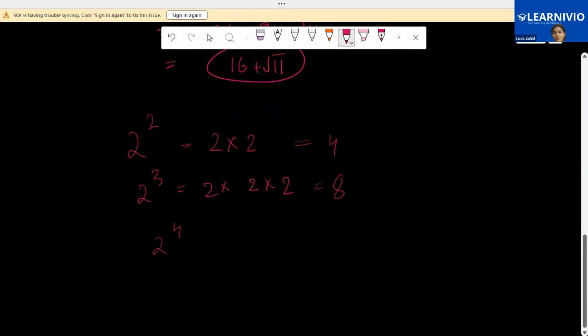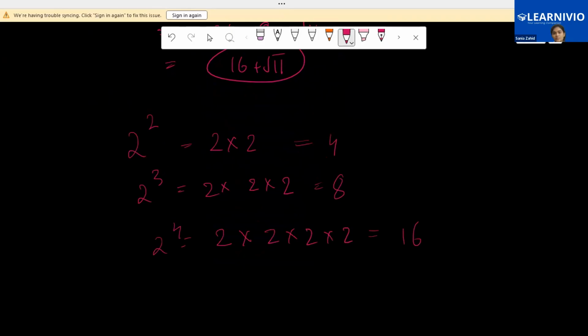If I put 2 to the power 4, then what does it mean, Hafsa? 2 into 2 into 2 into 2. 4 times you're multiplying 2 with itself. So that gives you how much? 16. Okay. I didn't understand?